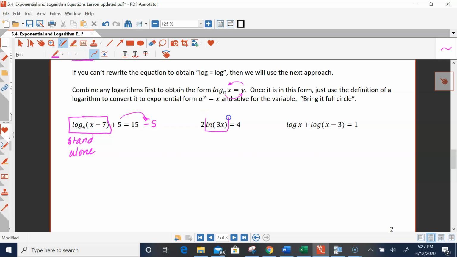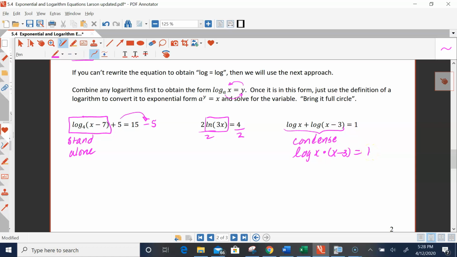This logarithm does not stand alone. I'd have to get rid of the 2. How do I get rid of the 2? I would have to divide by 2 on both sides. And notice these logs don't stand alone. There's actually 2 logarithms. So I would have to condense this into a single logarithm before I could do anything. And condensing that, addition becomes multiplication.